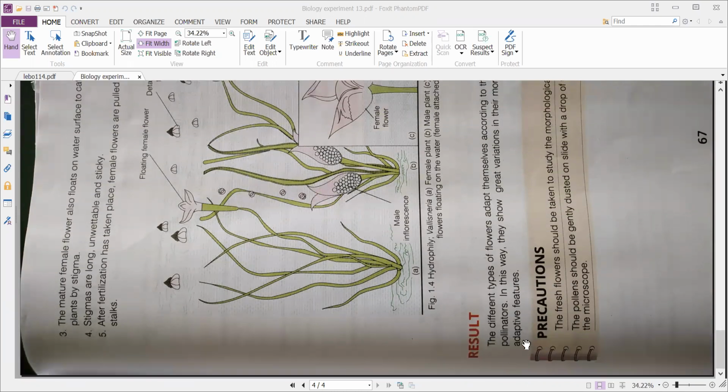And finally, the result and precaution on the right side only. So whatever writing you are doing has to be done on the right side, including the observation also. And only the diagrams you have to draw on the left side. Understand?